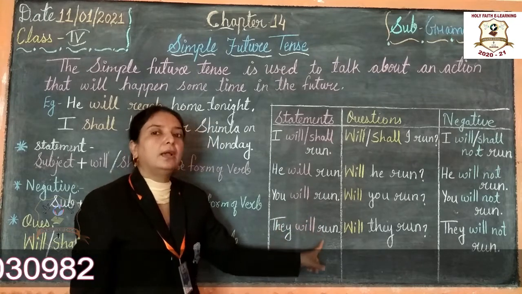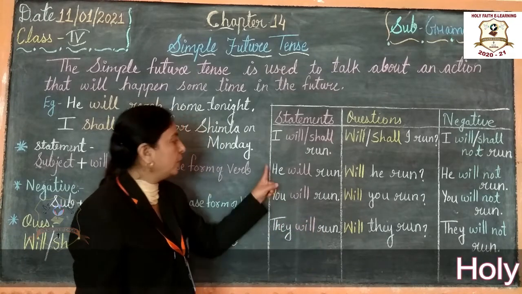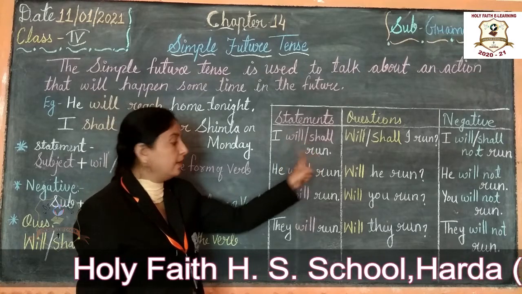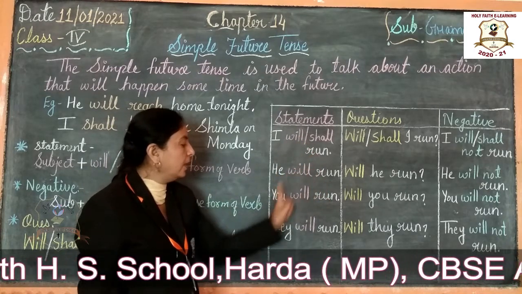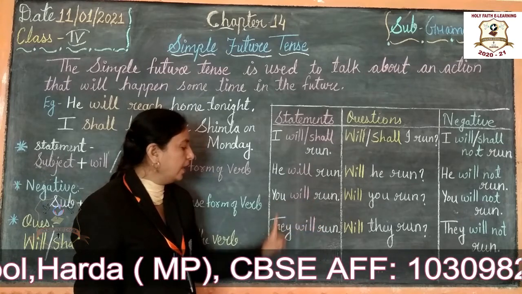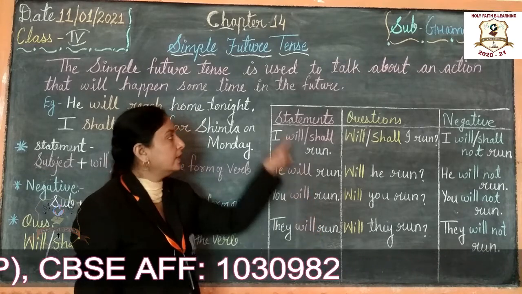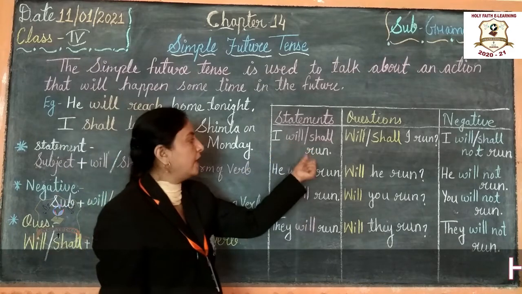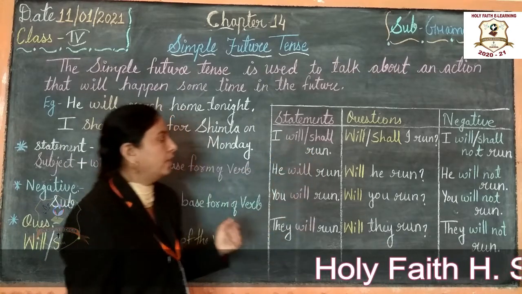They will run. Okay, children. I will run or I shall run. He will run. You will run. They will run. This is for the statement: subject, will or shall, and base form of the verb.